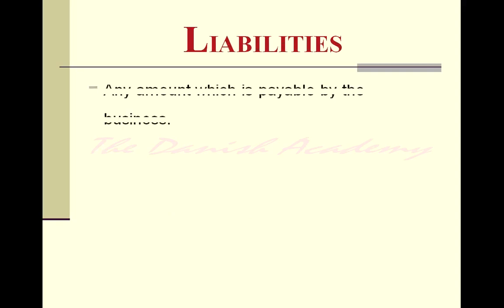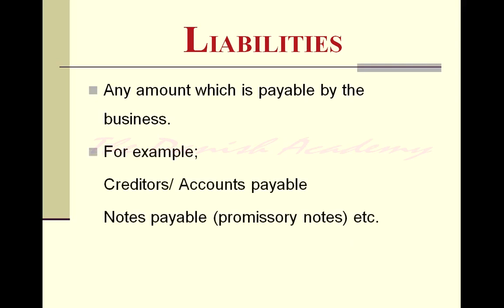So what is liability? Liability is any amount which is payable by the business to someone. For example, creditors or accounts payable from whom the business has purchased goods. The business would pay them in the future, so it is a liability of the business. And notes payable, promissory notes, are also liabilities of the business to be paid in the future.